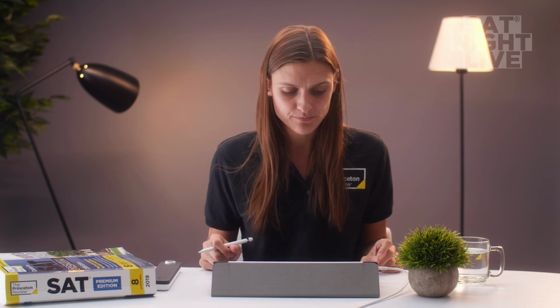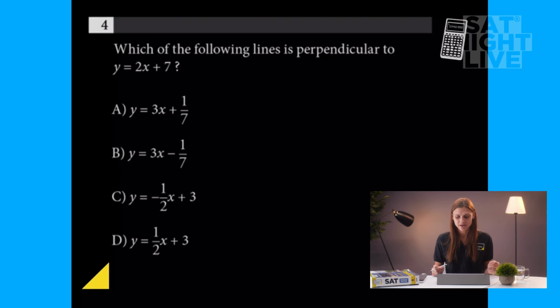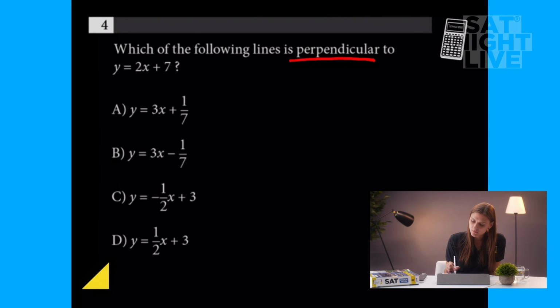So let's go ahead and try one more problem. And again, these last 2 have been calculator problems, and we haven't needed to use them. So we've got another calculator problem, and let's see if we'll need it. It says, which of the following lines is perpendicular to y equals 2x plus 7? So note that this time we're dealing with perpendicular. That's not parallel, so we're not going to be dealing with the same slope this time.